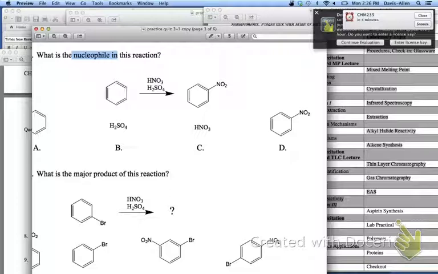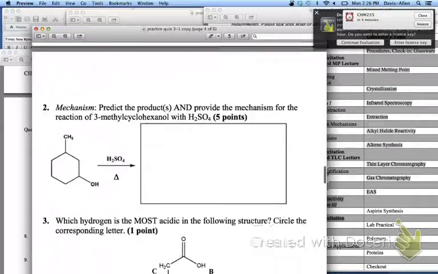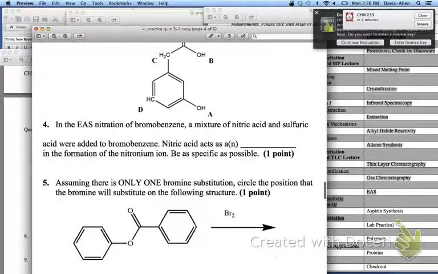The role of sulfuric acid and nitric acid is asked in a later question. Down here in the EAS nitration of bromobenzene, a mixture of nitric acid and sulfuric acid were added to bromobenzene. Okay. Anybody remember what question I said was probably going to show up on your final quiz when we talked about this in recitation? Whoop! There's the death of my computer. That exact question. Okay. It may be formatted slightly differently. In fact, it probably will be to disguise that it's there, but you can fully expect to see that.